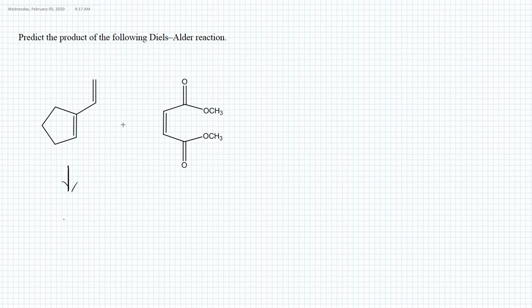So let's draw here. Instead of facing up, it will face this way. So this is an S cis configuration. Then we can react this diene with this dienophile. So let's move this one over here. We will have more space. Then we can continue for the reaction.